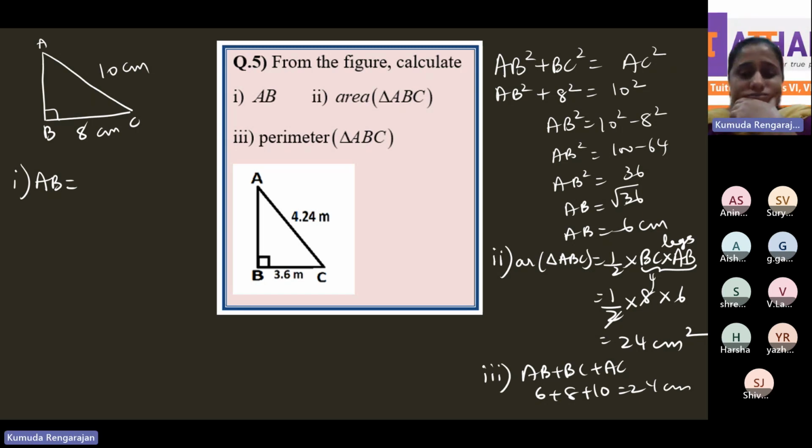All right, children. So you'll have to use the same procedure here. Same thing here, except that you need to find the square root. To find AB, you need to find the square root of some value. So we'll see what that is.